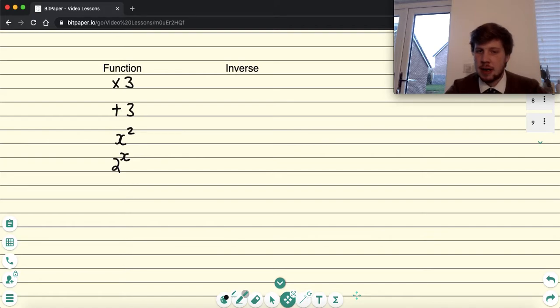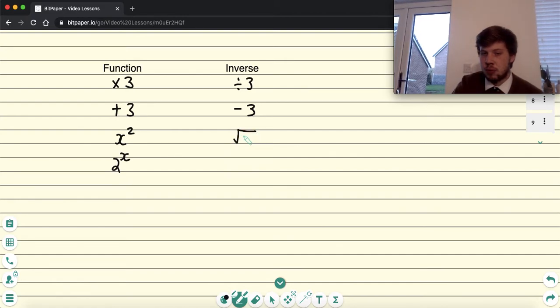So, in mathematics, every single function that we have has some sort of inverse. So if I had a value and I times it by 4, let's say, what would be the inverse of multiplying by 4? So, in this scenario, timesing by 3, my inverse would be dividing by 3. Adding 3, my inverse would be subtracting 3. If I square a value, my inverse would be the square root of it. And now this is where we come to a tricky scenario.